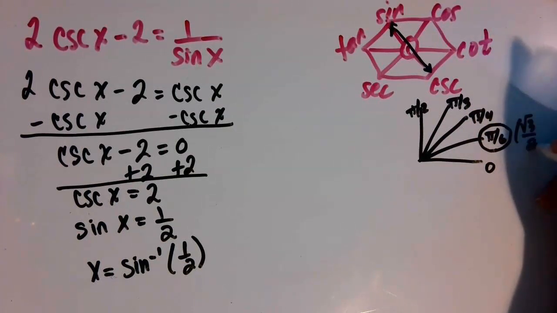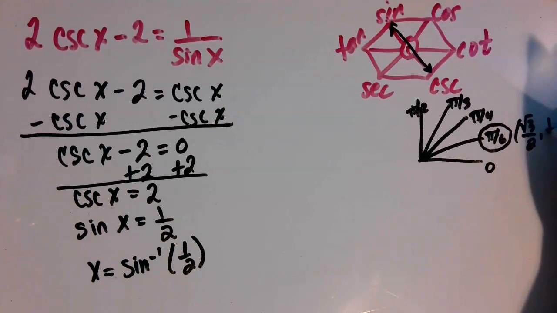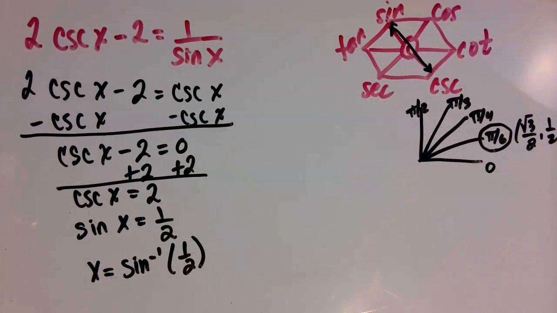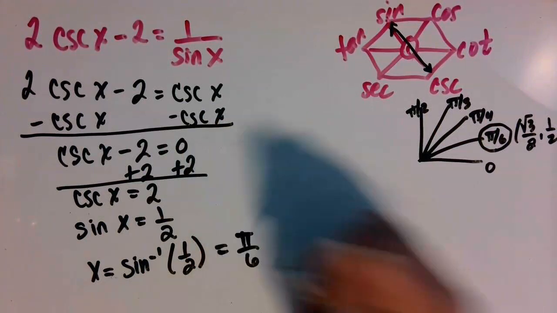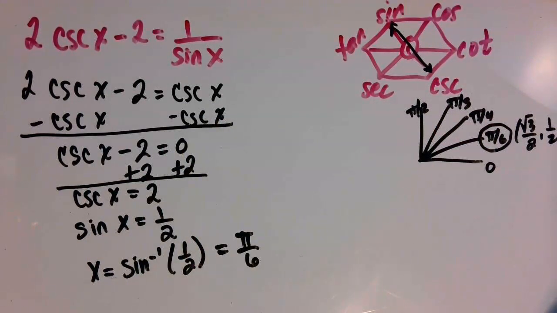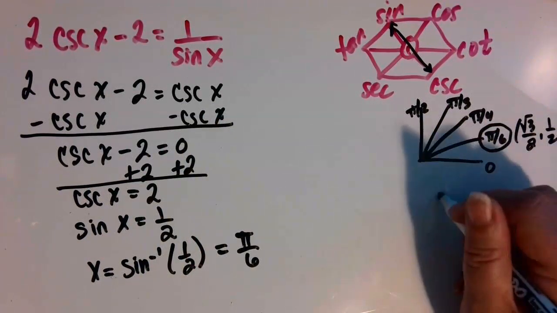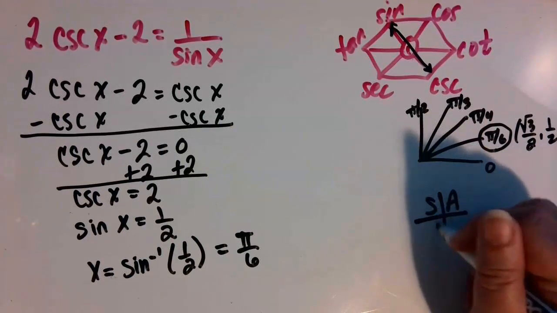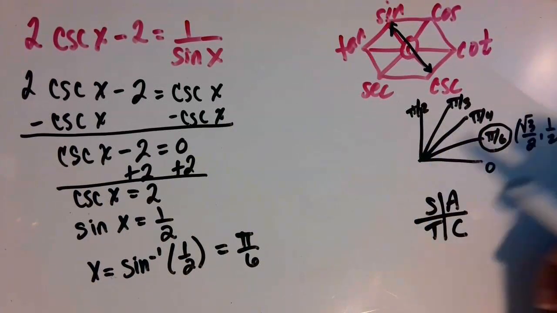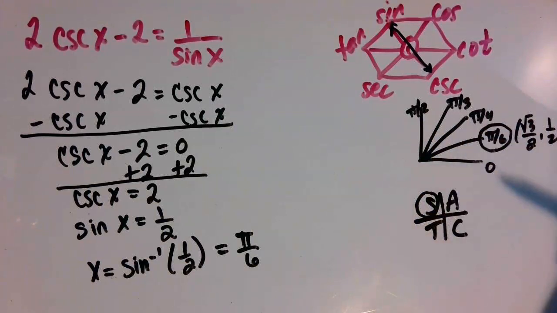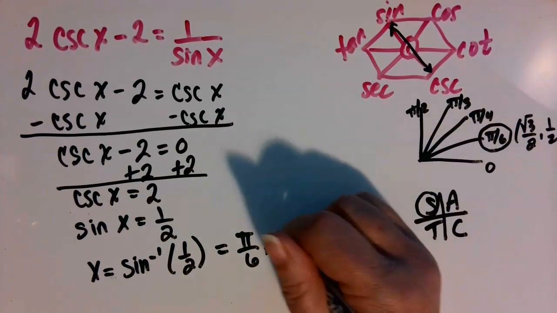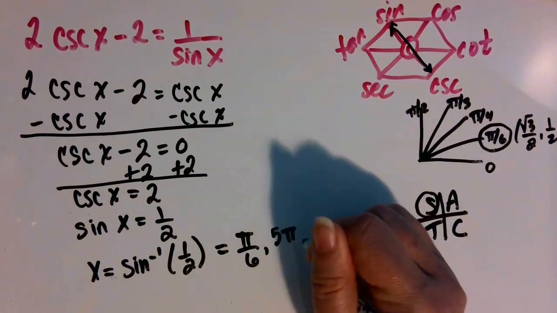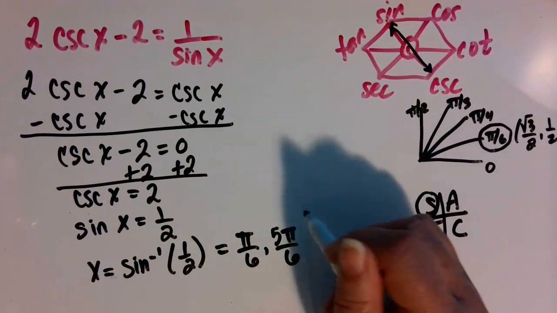Recall that the coordinate at pi over 6 is root 3 over 2, comma 1/2. So our principal value is our quadrant 1 angle of pi over 6. Then our acronym, all students take calculus, reminds us that sine is also positive in quadrant 2. So our quadrant 2 solution is going to be 5 pi over 6.